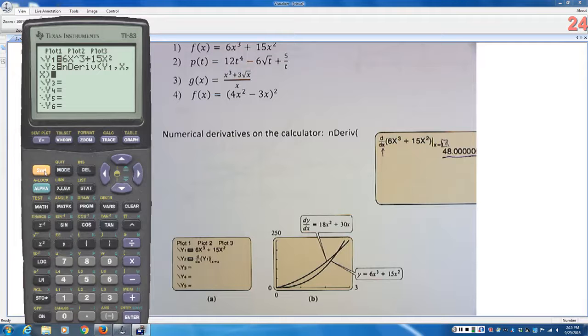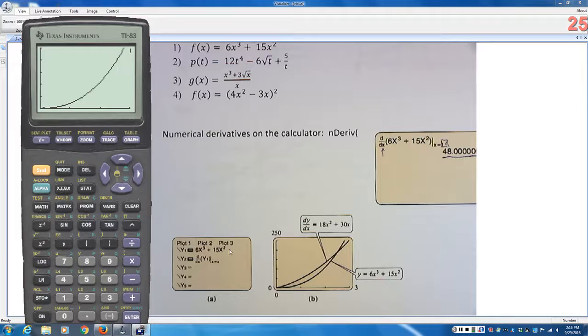So then when we go to the window, and I'm going to take a clue from the window here rather than hunting around for it, we're going to go to the window and set it up to go from 0 to 3 and from 0 to 250. And since it can't make 250 little tick marks, I'm going to have it put one every 50. And then look at the graph.